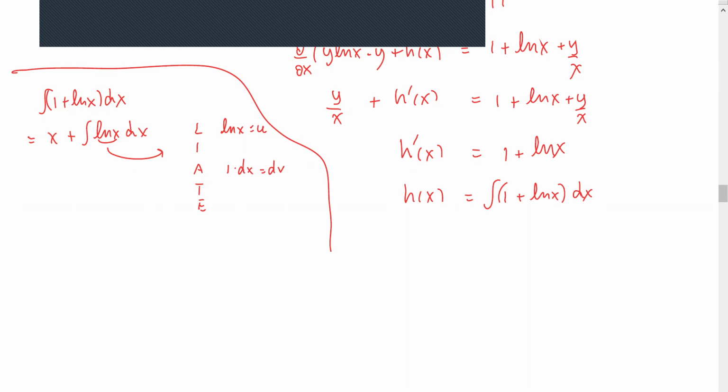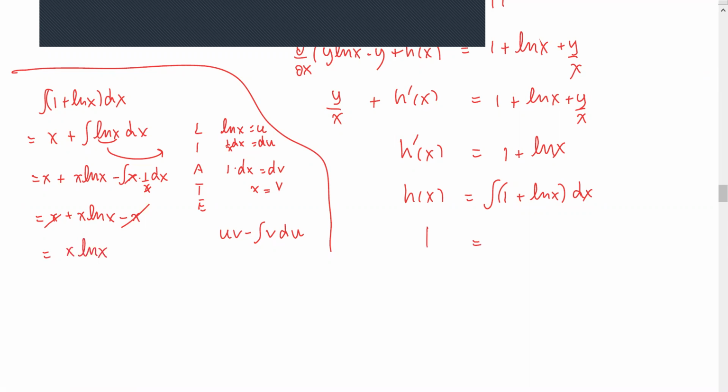This time we cannot use tabular integration by parts because u is not a polynomial function. We use the traditional integration by parts, u times v minus the integral of v du. So as u is natural log x, du is 1 over x dx, and v would be x. Therefore, the integral of log x would be u times v, or x times natural log x, minus the integral of v du, since v is x and du is 1 over x dx. That will give us x plus x log x minus x. x and x cancel. We get x times natural log x as the function h(x).